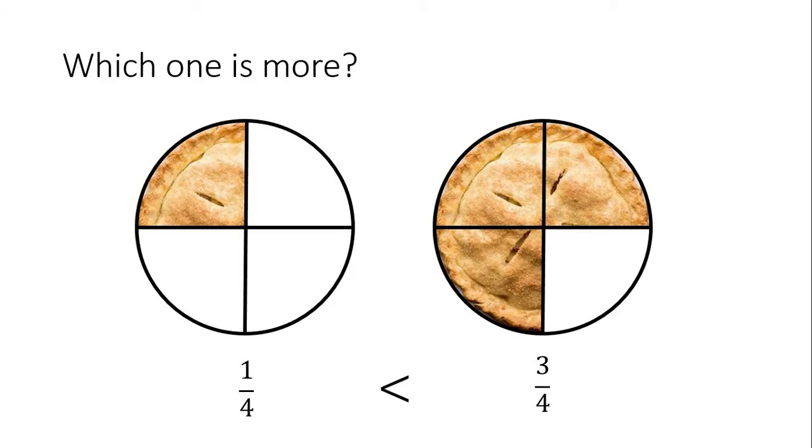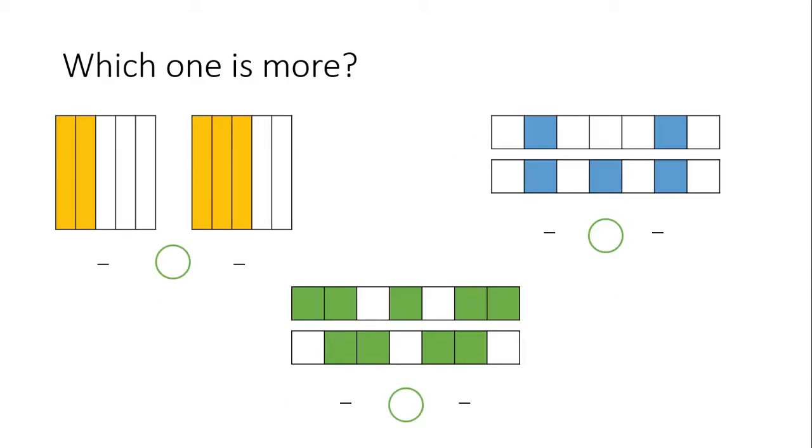So here's our greater than, less than sign, and you can see that the open end is always pointing towards the greater number, because we know that the hungry alligator is always wanting to eat more pie. Okay, so 1/4 is less than 3/4. Let's look at some examples for you to try out.